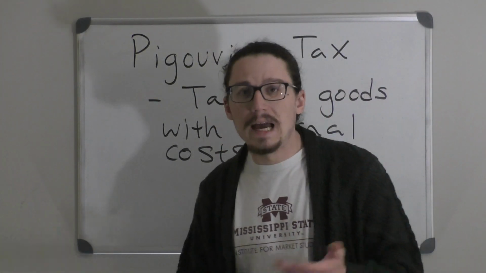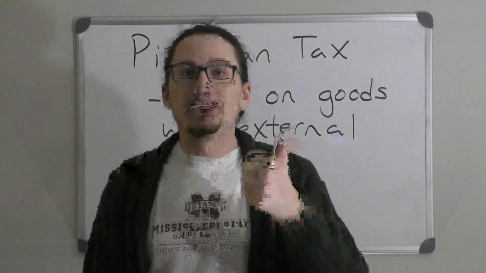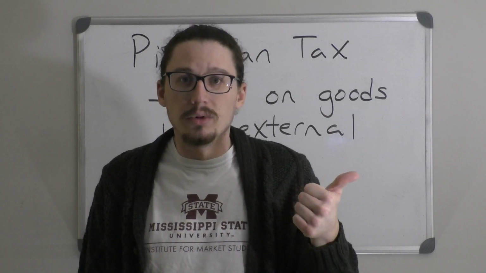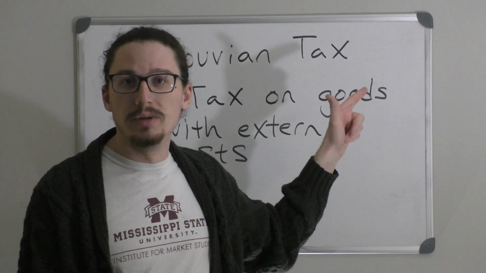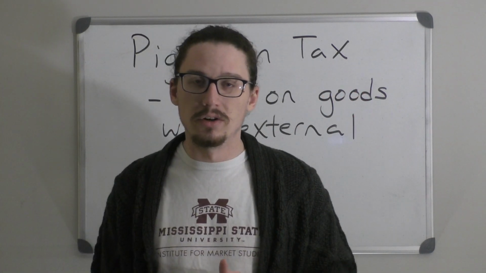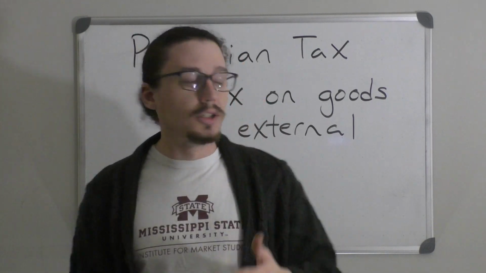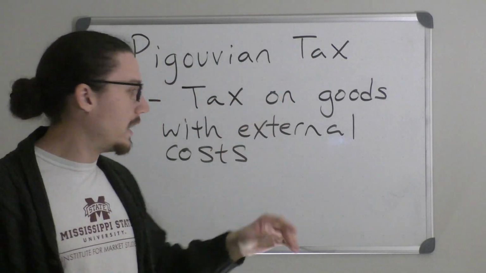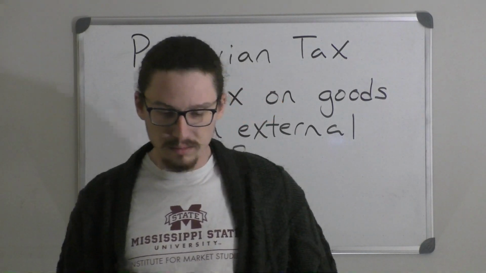All right, the only problem with something like a Pigouvian tax is how much the tax should be. First, what is the socially efficient equilibrium? What are the social costs of this good being produced, this good with an external cost? Can you calculate that? And then once you've done that, you can apply that tax.